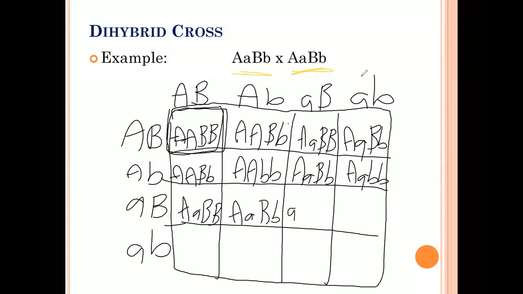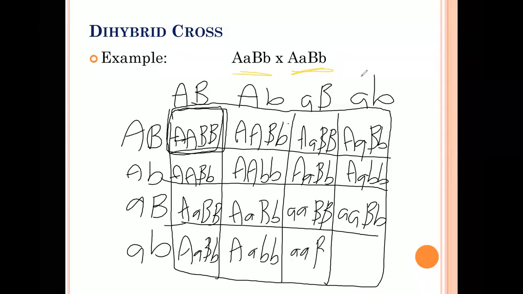All right, little a, big B, big B. Hopefully I'm not making any mistakes here. It's easy to make mistakes on these 16-box Punnett squares. Big B, little b, big A, big B, little b, and please excuse my handwriting. Little b, little a, big B, little b, and then finally, little a, little b, little b.